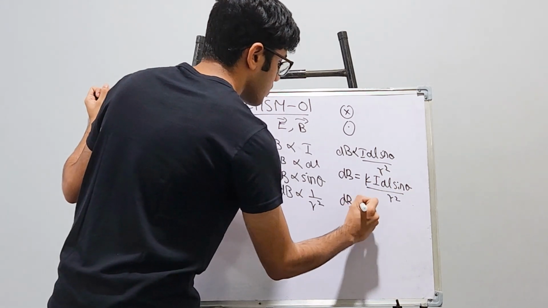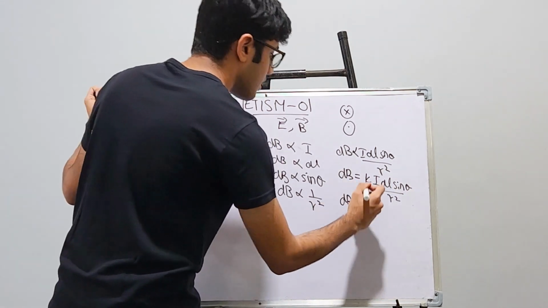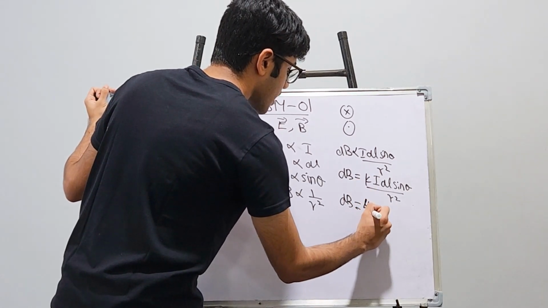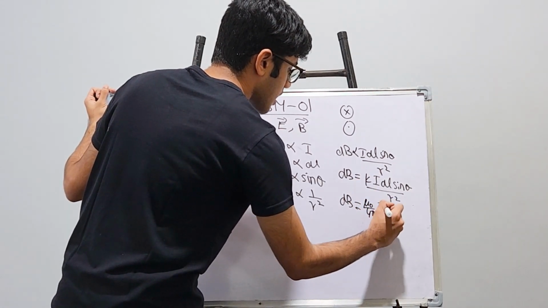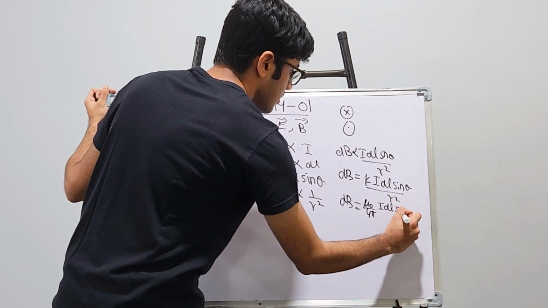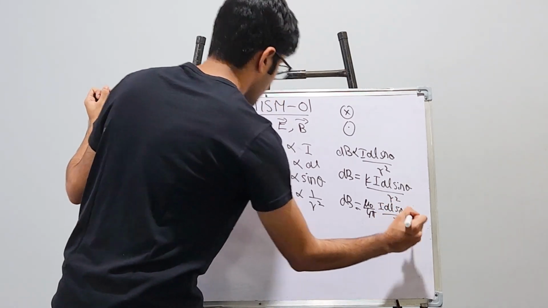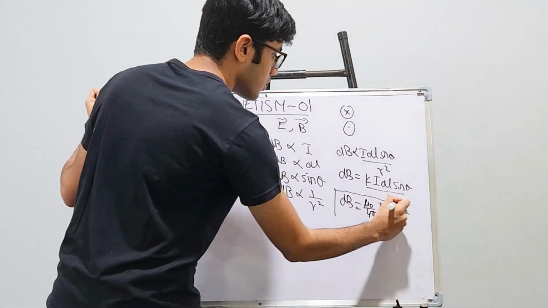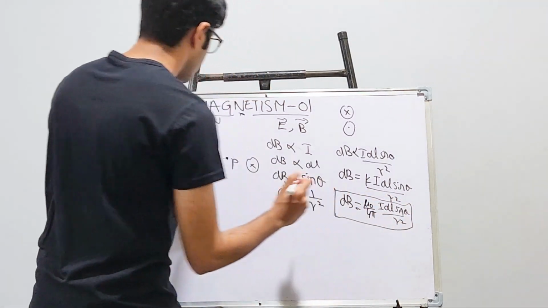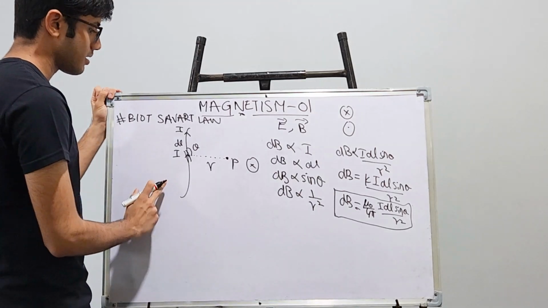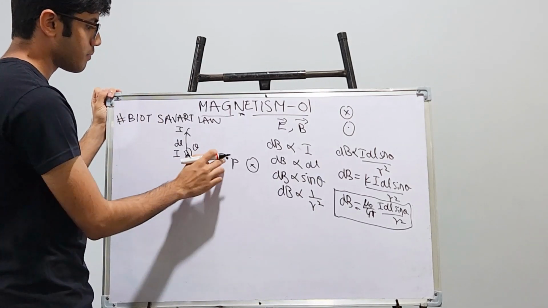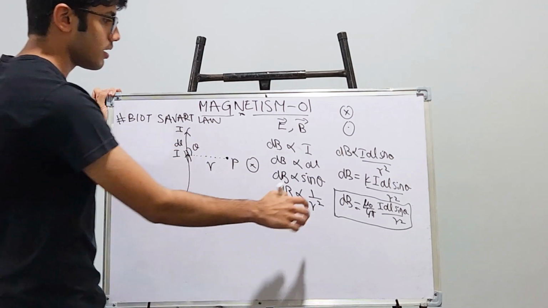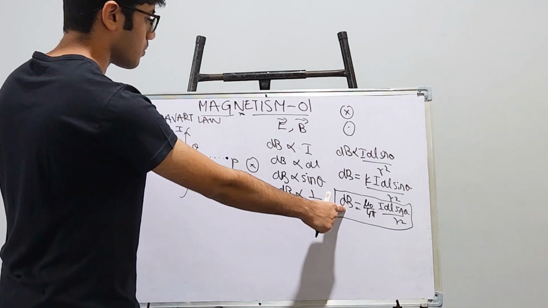And experimentally we find out that this constant k is actually mu naught by 4 pi. So dB equals mu naught by 4 pi, I dl sine theta over r squared. This is the formula for the magnetic field due to a current element of a current carrying wire at a point P. This is the scalar form of this formula.